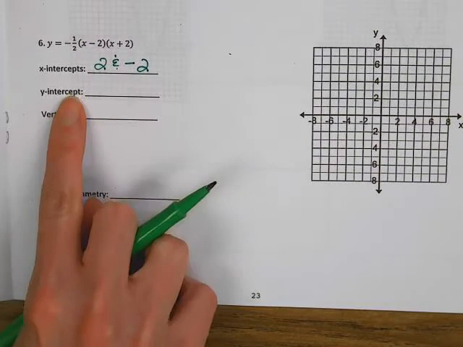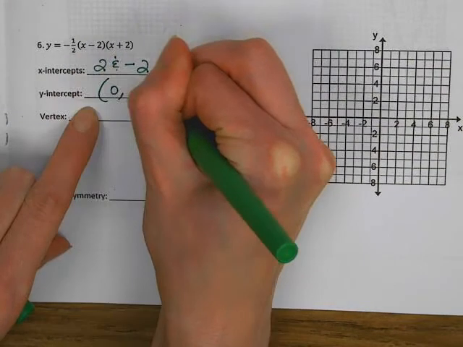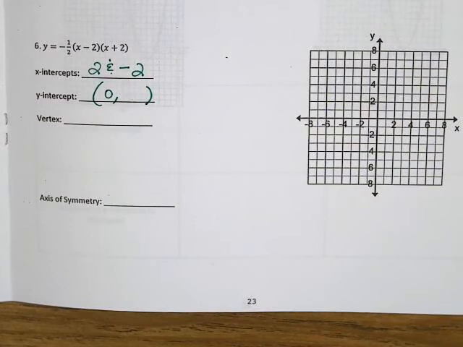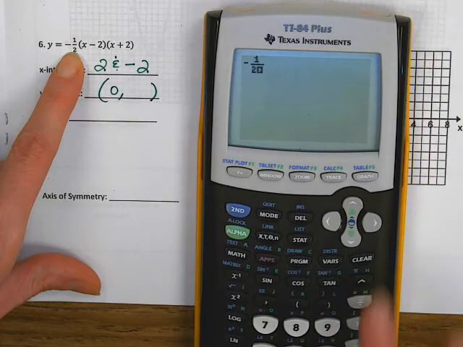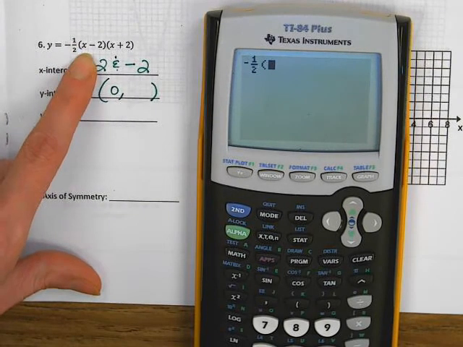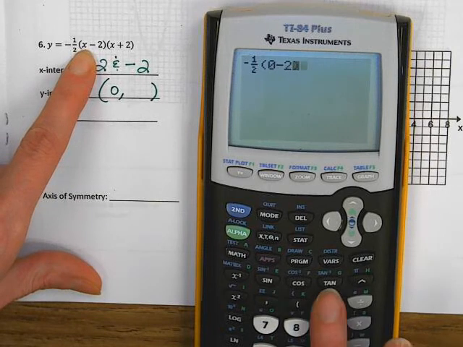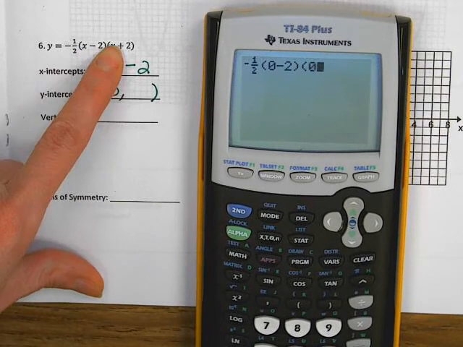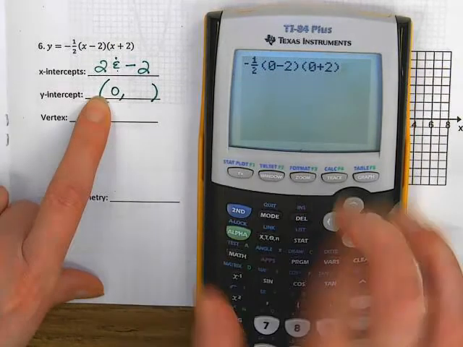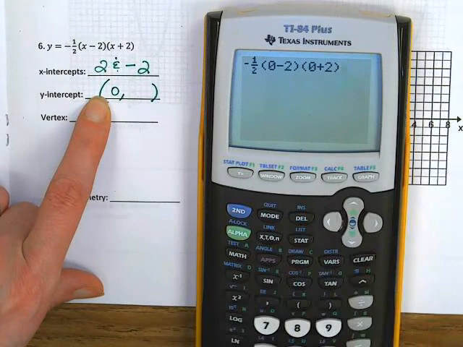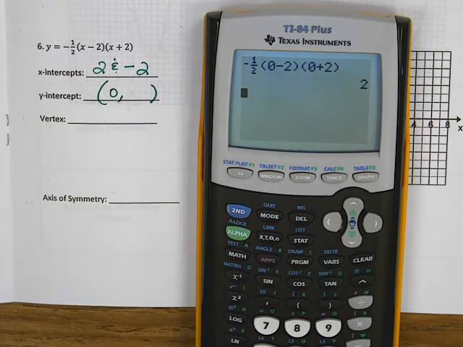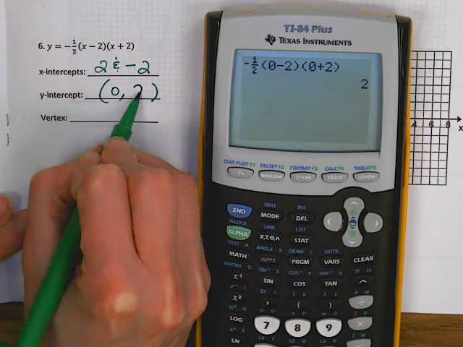The y-intercept is when you plug in 0 for x. So let's do that. So it's going to be -1/2, and then we got to plug in 0 for x. So 0 minus 2 times 0 plus 2, and let's see, I'm going to do this in my head. -1/2 times -4 is 2. Okay, so we get 2. So the y-intercept is at 0, 2.